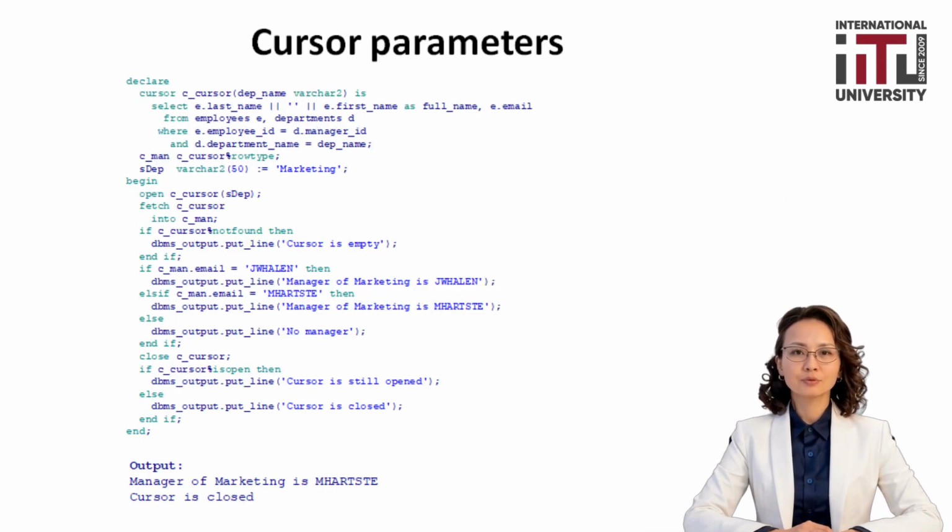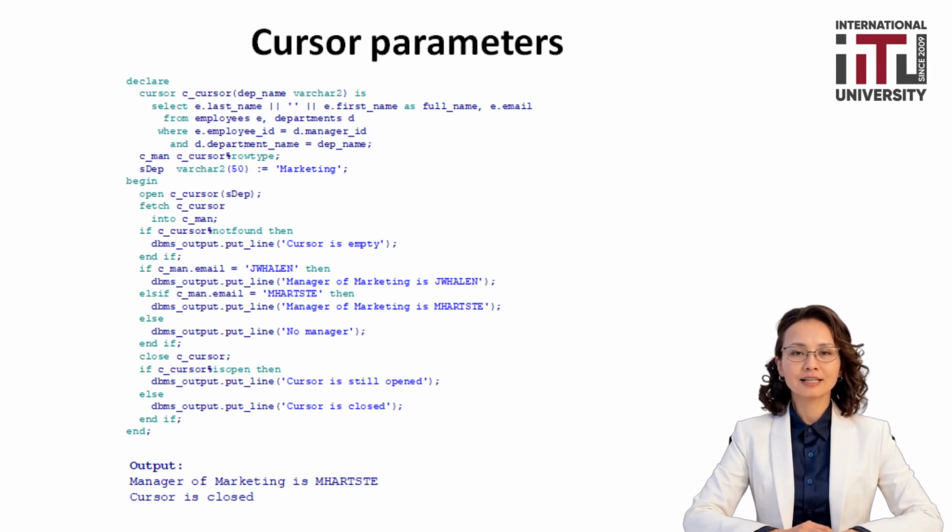In this example, we use a parameterized explicit cursor to find the manager of a specific department. We declare a cursor that takes the department name as a parameter and returns the manager's full name and email. We also declare a record variable and set the department to marketing. Next, we open the cursor with this department, fetch the data into the record, and check if the cursor returned any rows using %NOTFOUND. We then determine the manager by checking the email.